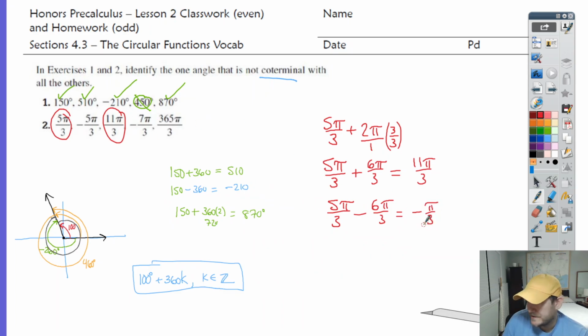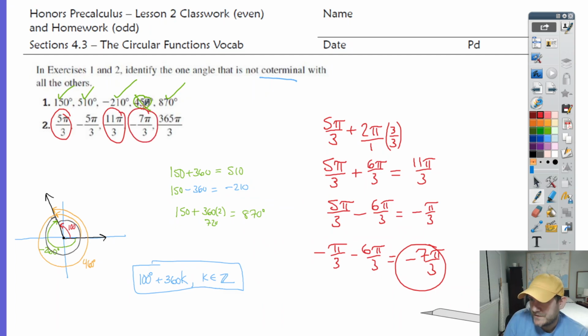Which isn't even on our list, and that's fine. But then I could take that and subtract again. That gives me negative 7 pi over 3, which is this guy, so those guys are coterminal. But you may notice we hopped right over this guy. So this guy is not a full multiple of 360 or 2 pi away, which means the 365 pi over 3 must work.